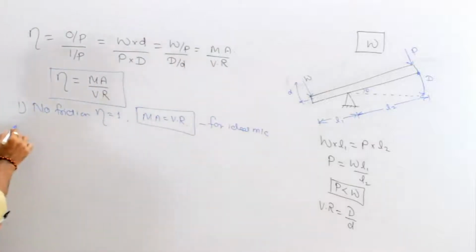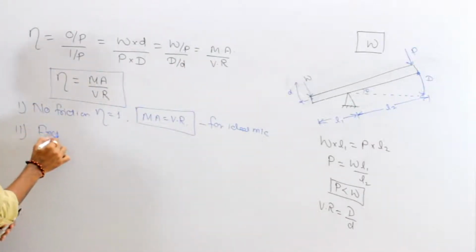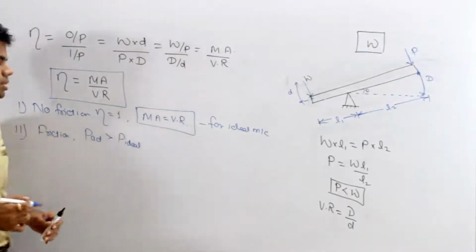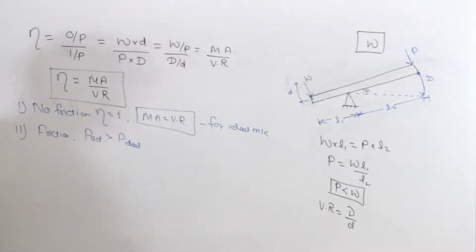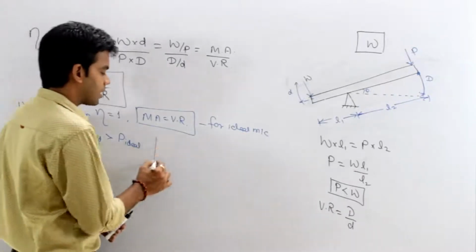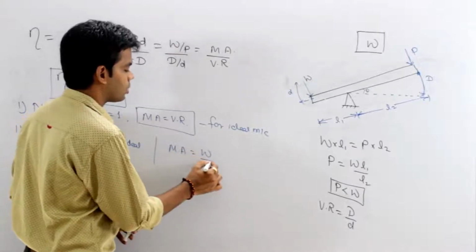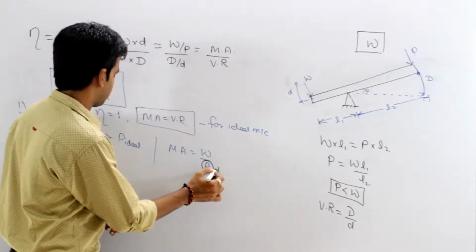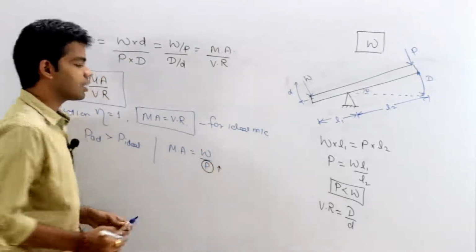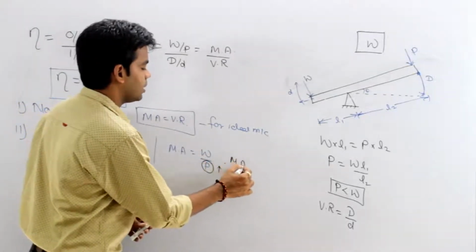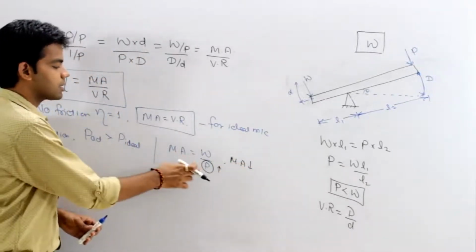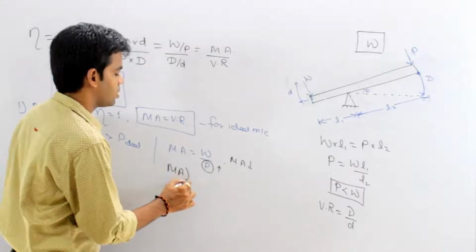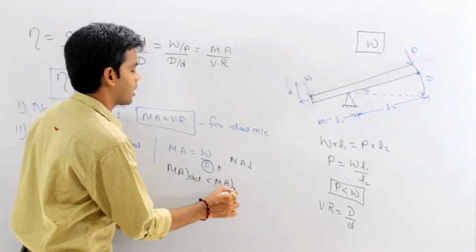Getting this or not? Or you can say, if friction is acting, the effort required, P actual, will be greater than the ideal effort required for an ideal machine. Getting this now? Okay. So, what will happen to the mechanical advantage? Mechanical advantage is nothing but load upon effort. Since this effort is getting increased, therefore, mechanical advantage will be decreased, because the actual effort is greater than the ideal effort. So, actual mechanical advantage will be less than the ideal mechanical advantage.